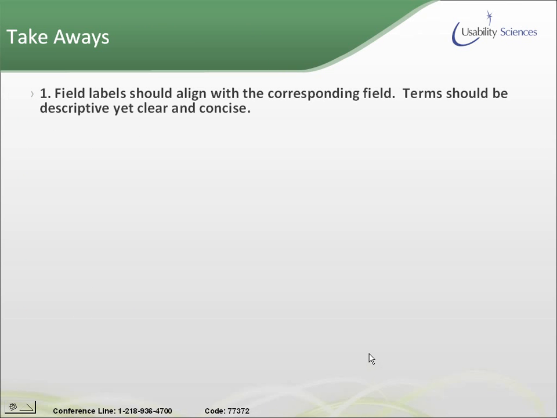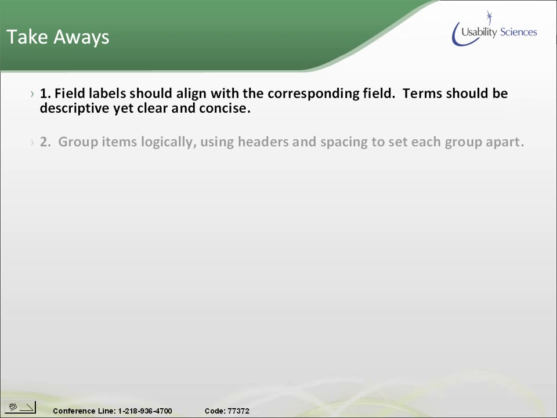So in review, field labels should align with corresponding field. Terms should be descriptive yet clear and concise. Make sure that you group items logically and use headers and spacing to set each group of form fields apart. This is especially important on forms that are on one page that may be long.